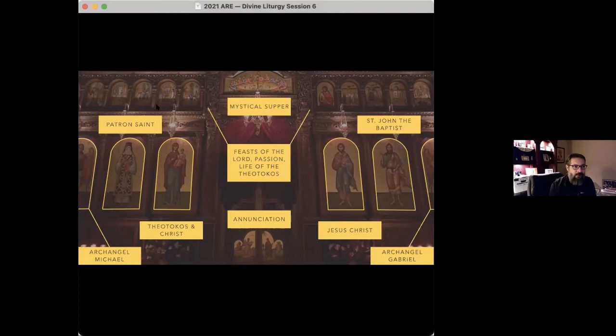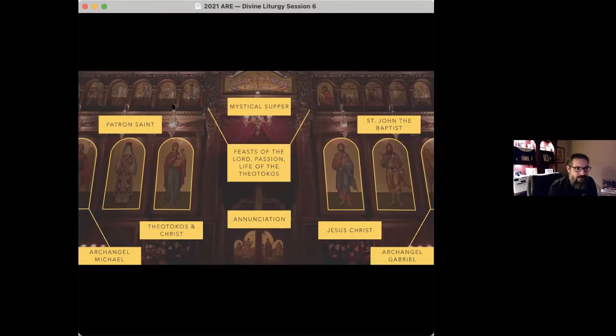Just from what little I can make out on this screen we're looking at here, this looks like the baptism of Christ, so theophany. This is the transfiguration of Christ. This looks like, I'm not sure what that is.